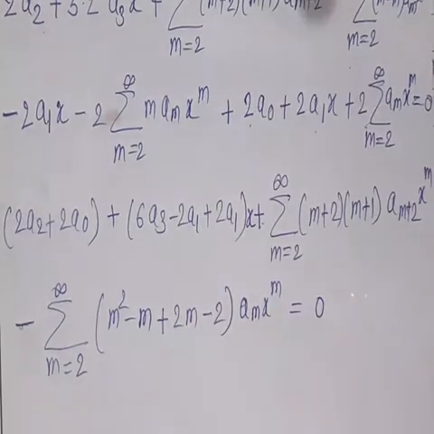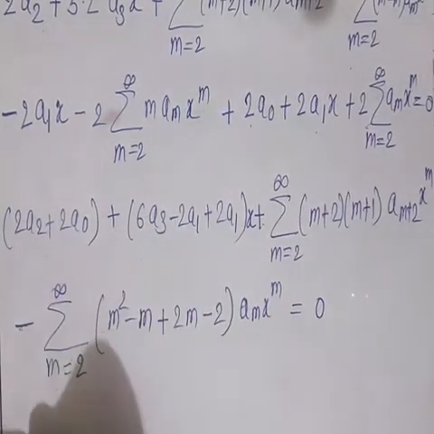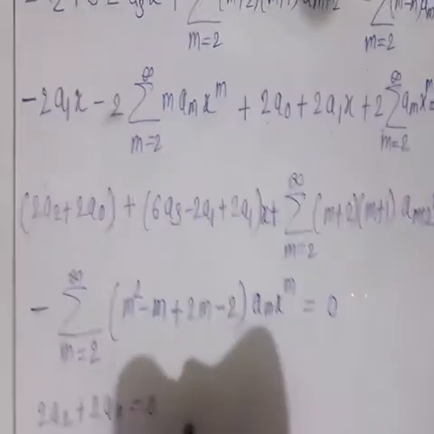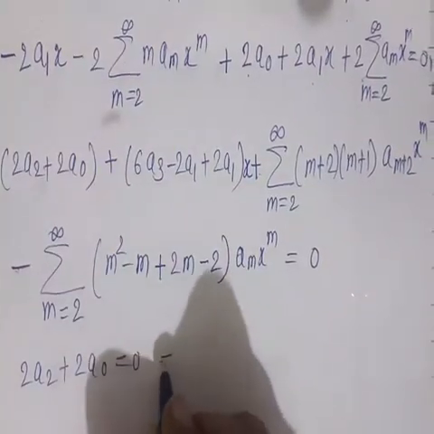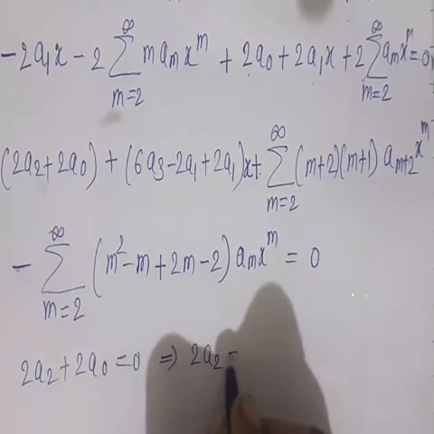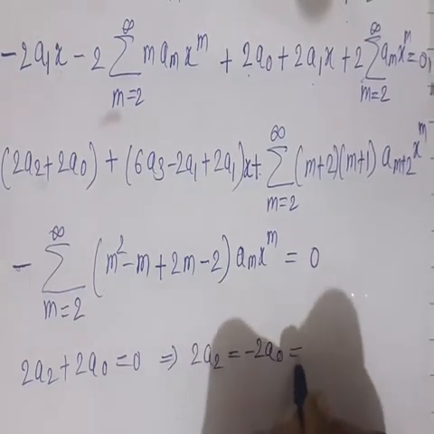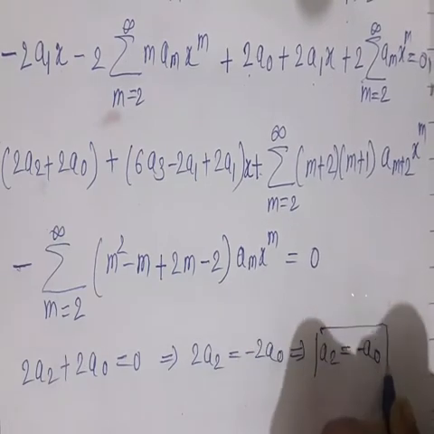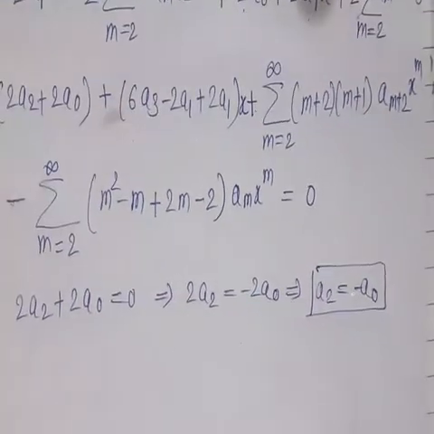Here it is multiplied by x. So the first coefficient, that is 2a2 plus 2a0, is equal to 0. Means 2a2 is equal to minus 2a0, which implies a2 is equal to minus a0. So we got the value of a2, which is equal to minus a0.